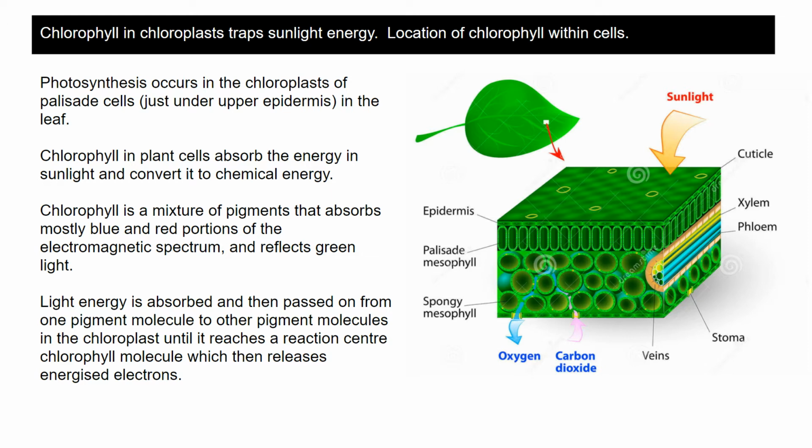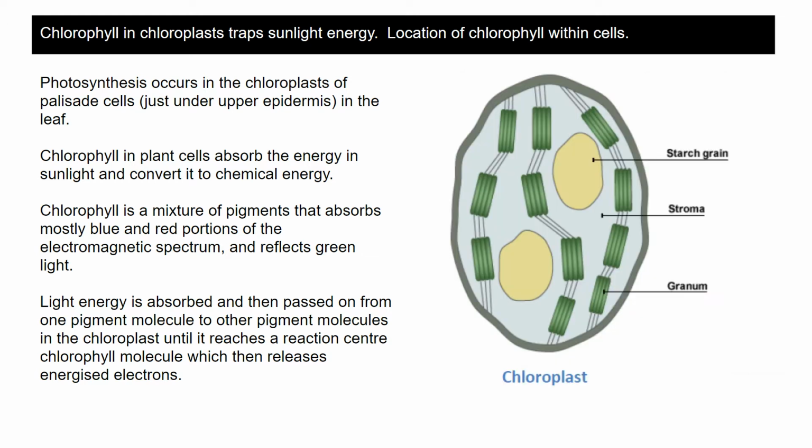So chlorophyll is actually a mixture of different chemicals, different pigments. They're all adapted to absorbing light at different levels, at different frequencies. And all of that energy is passed on to one reaction center chlorophyll molecule, and that's the one that releases the energized electrons.